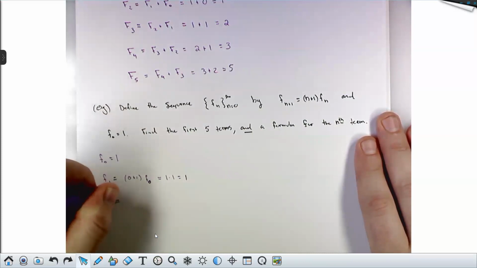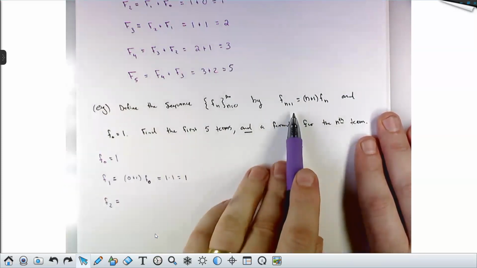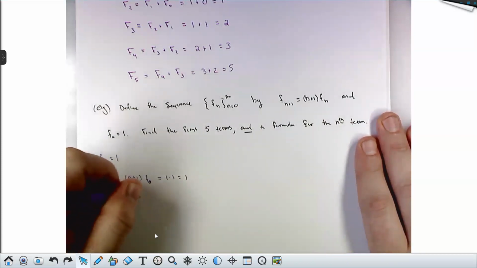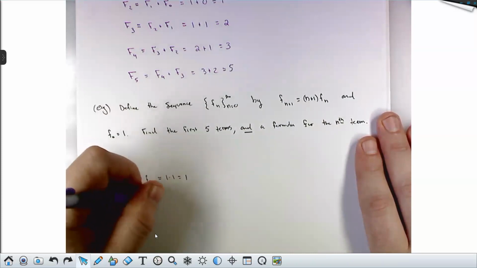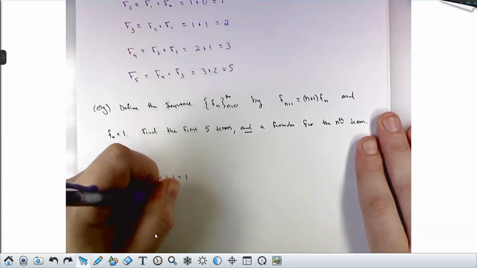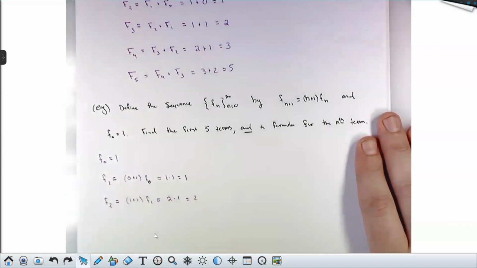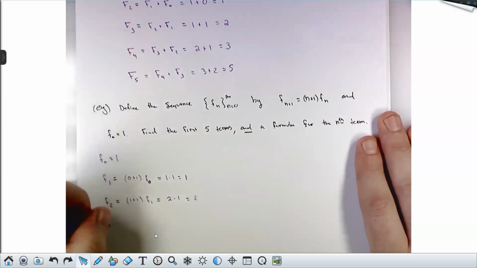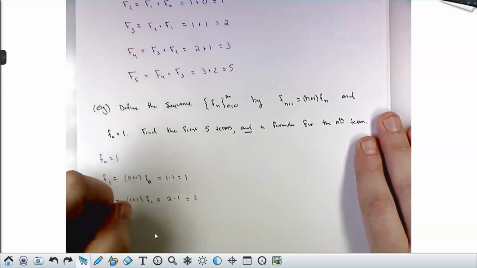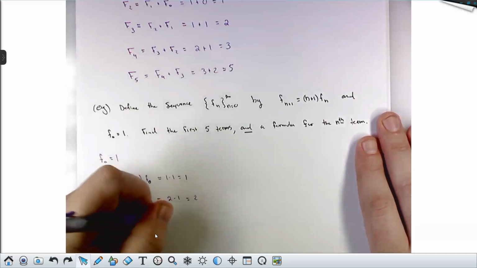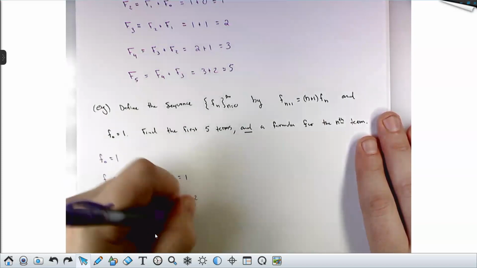F2, to get F2, I would come back here and plug in n equals 1. So that's going to be 1 plus 1 times F1, which is 2 times 1, which is 2. F3, we just continue the same pattern here. I'm plugging in n equals 2 to my recurrence. So that would be 2 plus 1 times F2, which is 3 times 2, or 6.